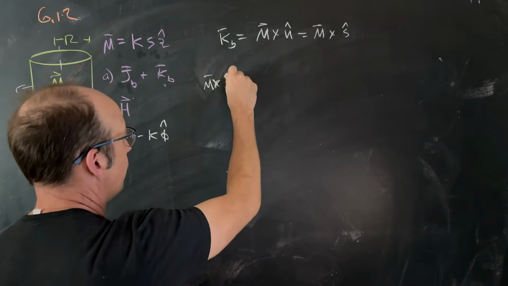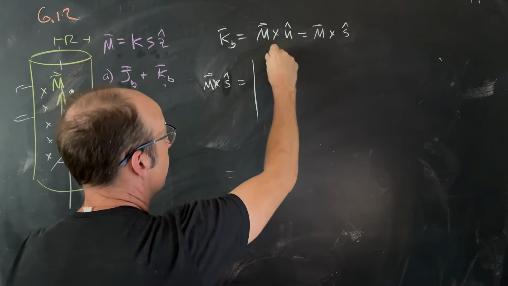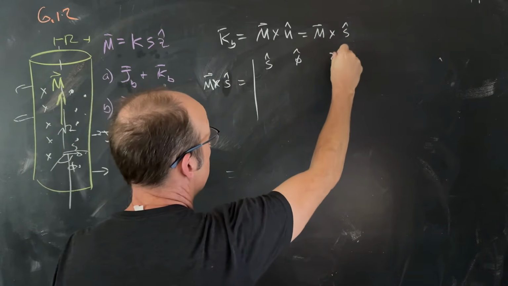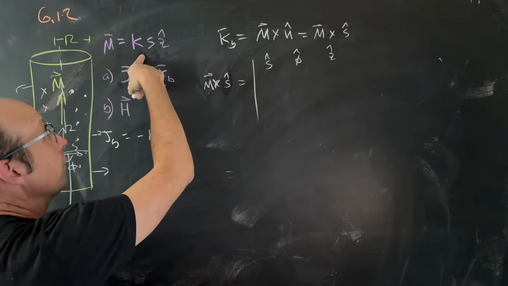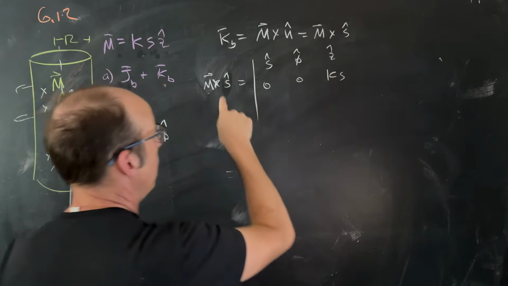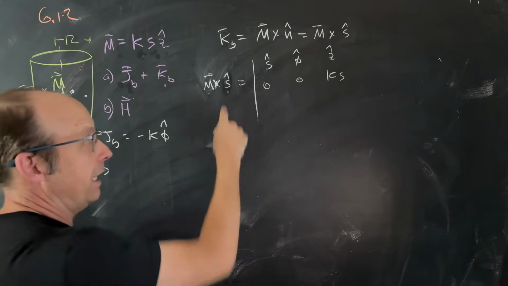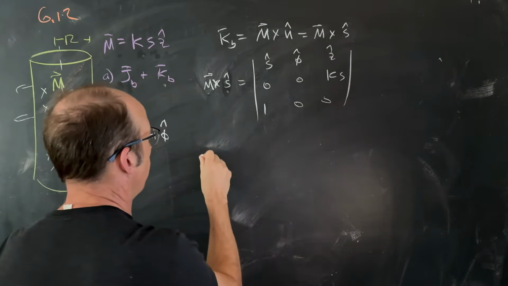And remember, I'm using that direction. I'm going to use my normal cross product rules, but I'm going to use s hat, phi hat, z hat, and then I'm going to put my components of M. Well, I only have a z component, so it's 0, 0, k s. And then I'm going to put my unit vector for s hat, so it's going to be 1, 0, 0. Now I can actually do the cross product.